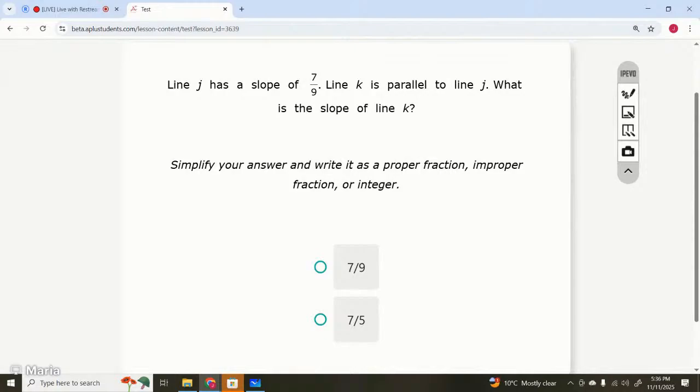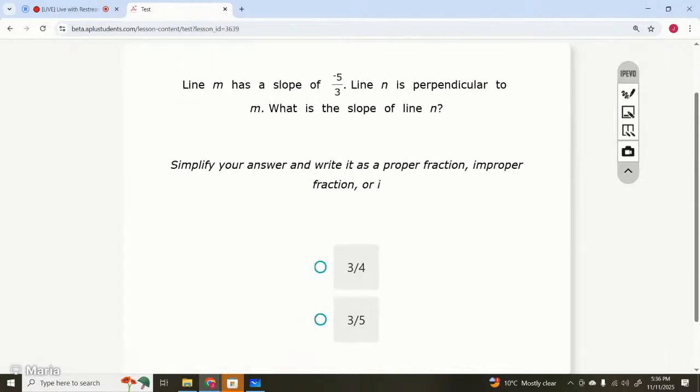Line J has a slope of 7 over 9. Line K is parallel to line J. What is the slope of line K? Parallel lines have exactly the same slope, right? The correct option is 7 over 9. Option number 1 is the correct option.